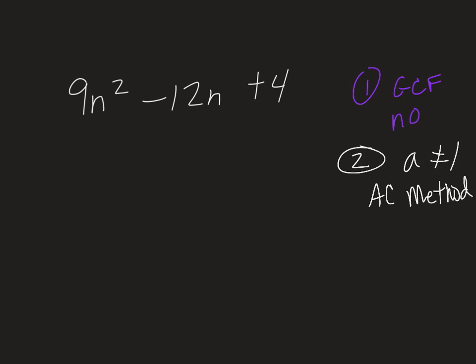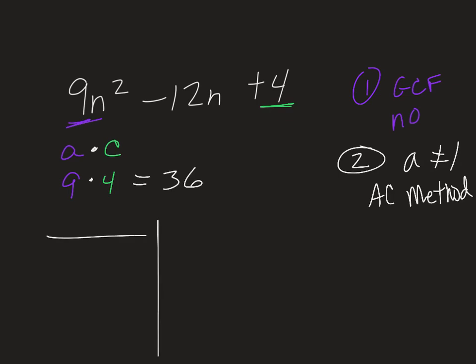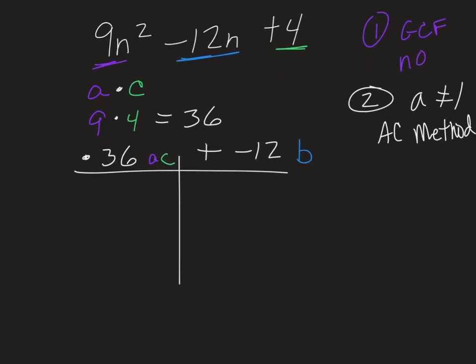So remember, I need to do A multiplied by C. So in this case, we're going to do 9 times 4, which is going to give you 36. So when we set up our table, we need to figure out what can we multiply to get AC. So what can we multiply to get 36 that we can also add to get B, which in this case is a negative 12. So let's start off by figuring out those factors of 36.